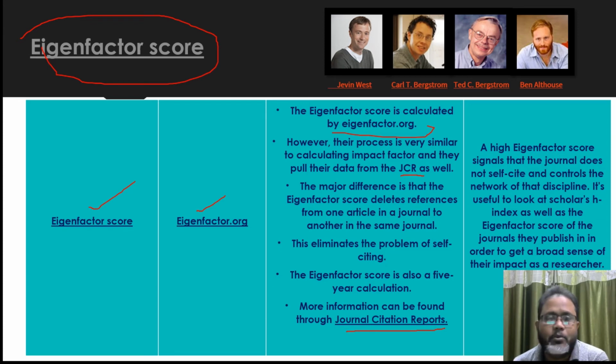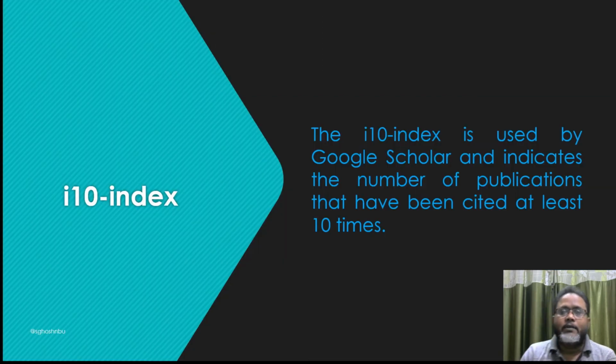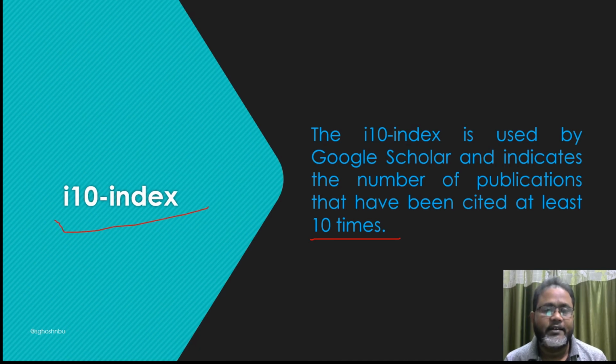Okay. Now the i10 index is used by Google Scholar and indicates the number of publications that have been cited at least 10 times. Only those publications that have been cited at least 10 times. That is the i10 index.